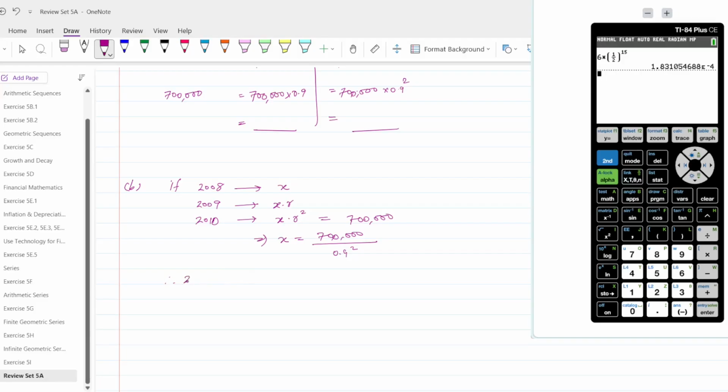So in 2008, the paper used is going to be 700,000 divided by 0.9 squared, that is 864,197.